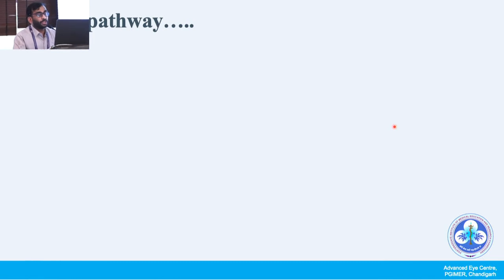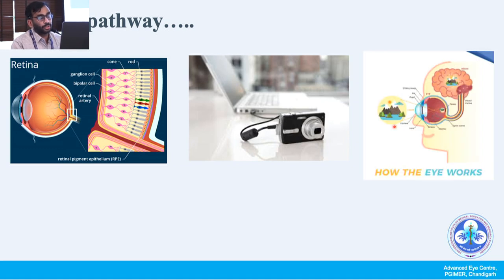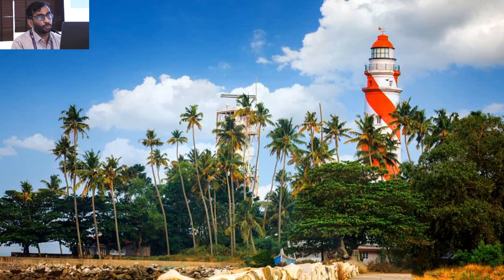So we know the optic nerve, why is the optic nerve so important? Because it acts as a magic camera which connects the retinal ganglion cells to the processing unit, that is the brain, and it forms a nice view, nice images in front of you.